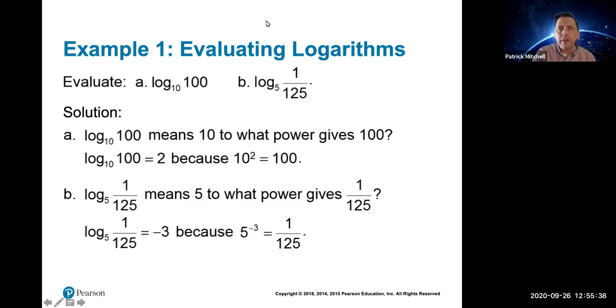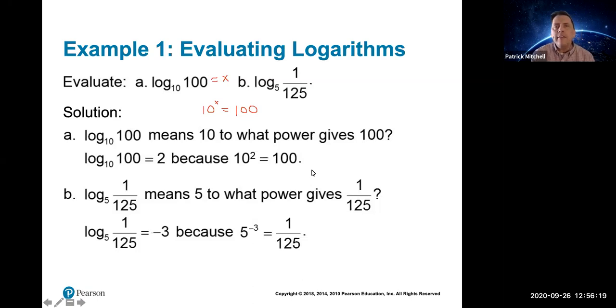The other way you can do this is you could say, well, I don't know the answer, so I'm going to call it x. Okay, and then you could take this equation and write it in exponential form the way we were doing just a minute ago. So log base 10 of 100 equals x, in exponential form, would say 10 to the x equals 100. And then by inspection, as we say, which means just by looking, you can see that x has to be 2.